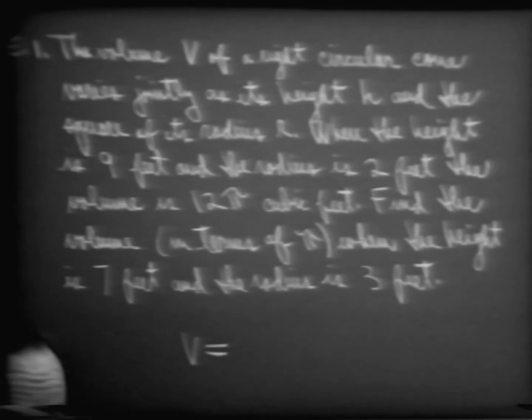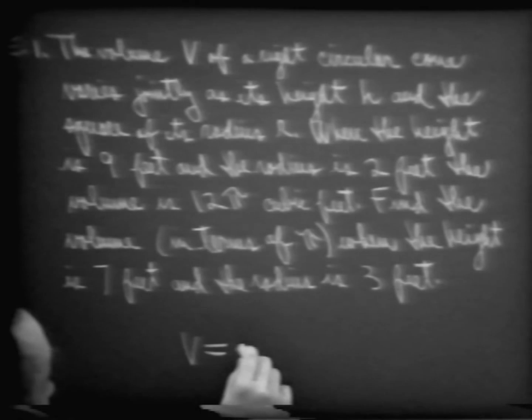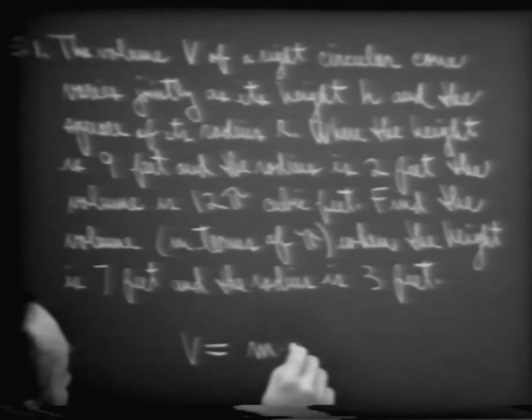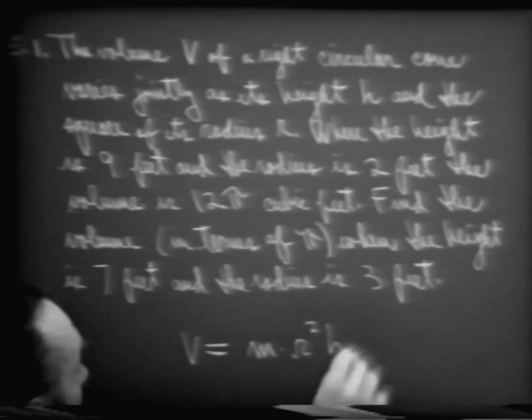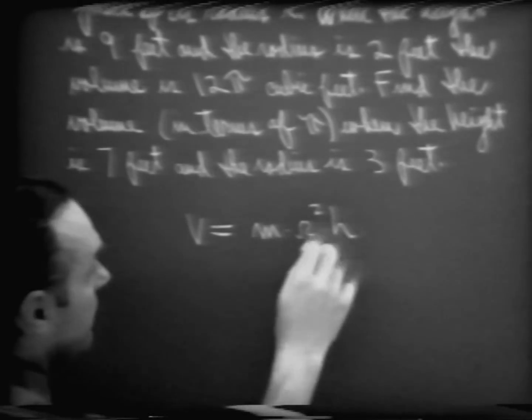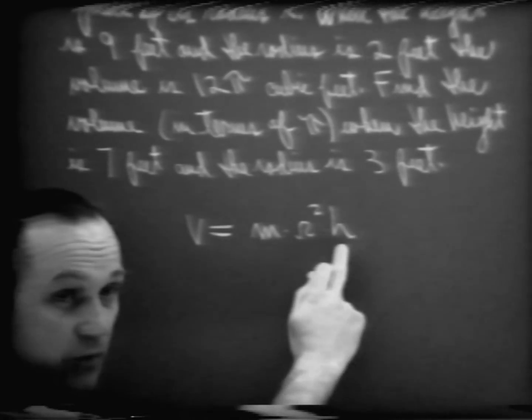Well, we need a constant of variation in there, so let's throw in what? What shall we include there, Chip? M. Let's include an m, alright? So it's m times, let me talk about r squared h if I may. The square of the radius times the height, alright?